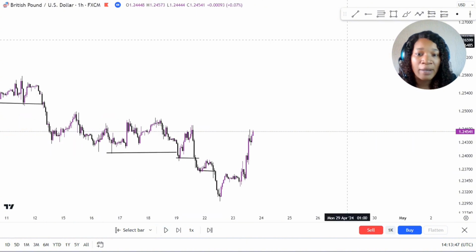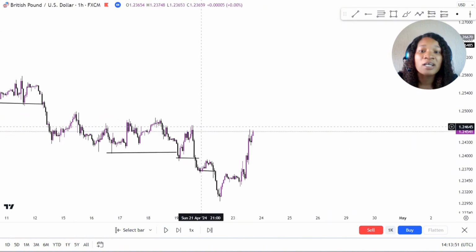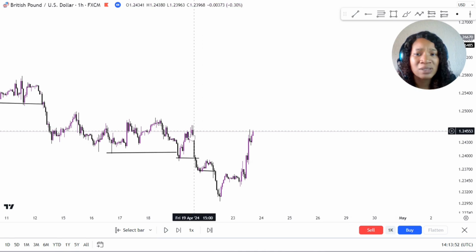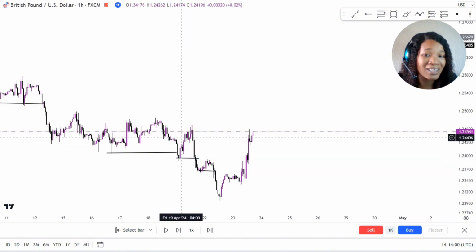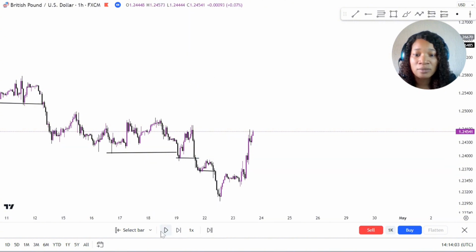So you can see that price was not supposed to break this high. It is also not supposed to break this high, because I think this is a major high here. So even if not this, it's not supposed to break this one. So you can see that price has come to this place.